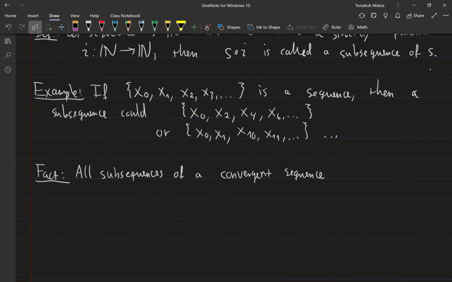All subsequences of a convergent sequence also converge to the same point.